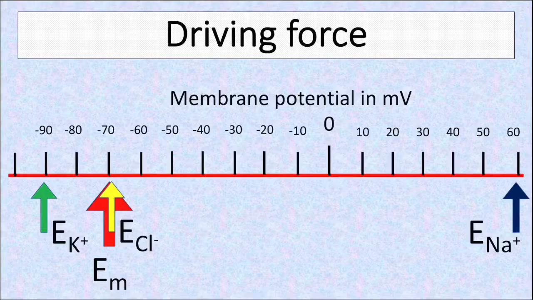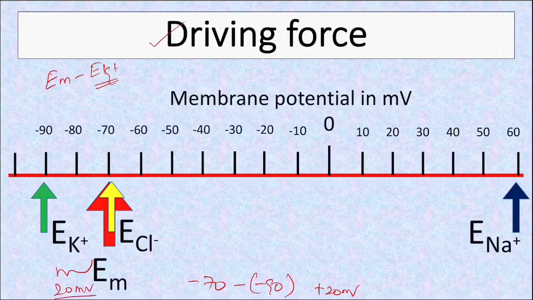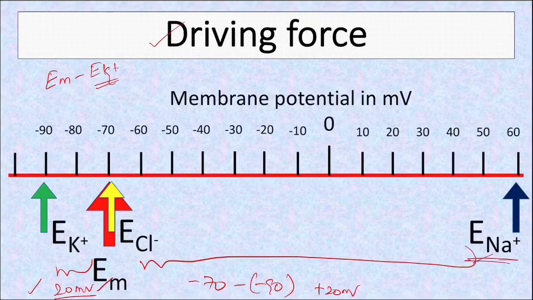I would like to discuss another concept called driving force. This gives us the magnitude and the direction of ion movement across the membrane. This is the difference between the membrane potential and the equilibrium potential of the ion. So for potassium, it is the difference between the two: minus 70 minus of minus 90, which would be plus 20 millivolts. So plus 20 millivolts is the driving force for potassium. Sodium's equilibrium potential is far away from the membrane potential, so it has a huge driving force: minus 70 minus 60 gives us minus 130 millivolts.